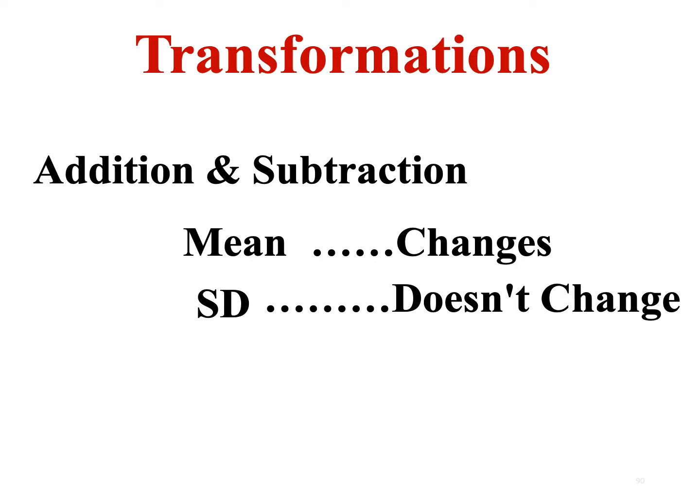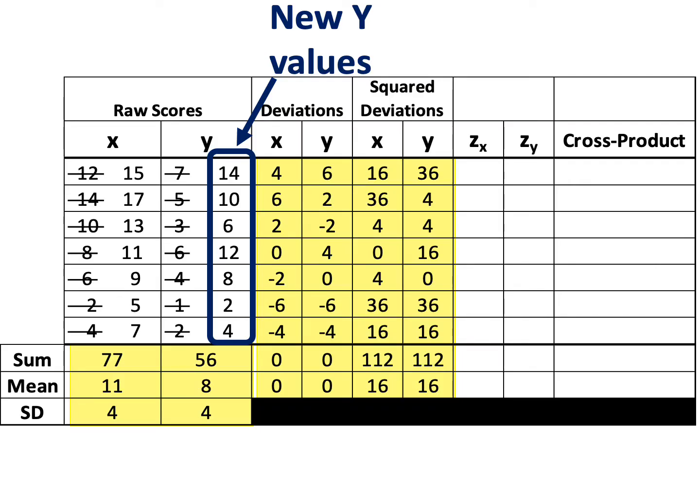So this is a summary. If we do a transformation that involves adding or subtracting a number from the values, the mean changes, but the standard deviation doesn't change. Now let's consider the new y values. The mean of the new y values is 8 and the standard deviation is 4.